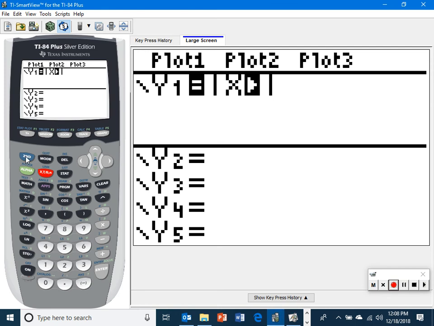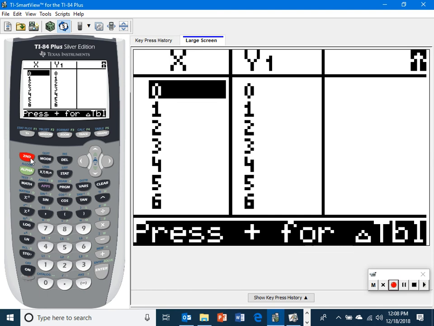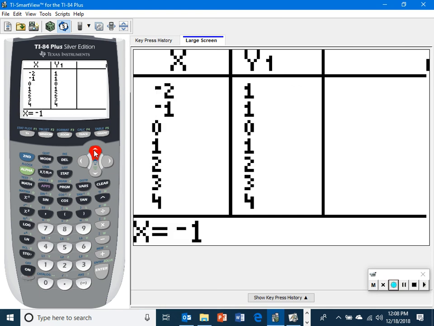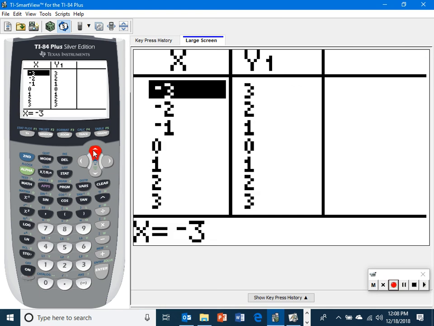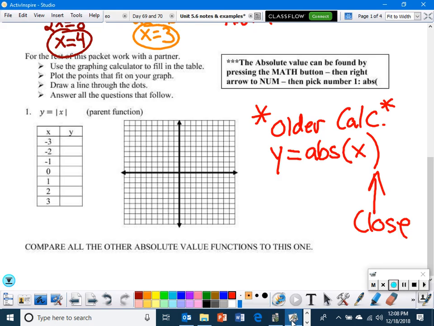So now just go to your table. Hit the second button, hit your graph button. Again, second, graph. And then scroll to match the table. So we're going to want -3 at the top. You can see that it goes 3, 2, 1, 0, 1, 2, 3 in the second column. So let's fill that in. 3, 2, 1, 0, 1, 2, 3. Well, that makes sense. The absolute value of -3 is 3. The absolute value of -2 is 2. The absolute value of -1 is 1, and so on.